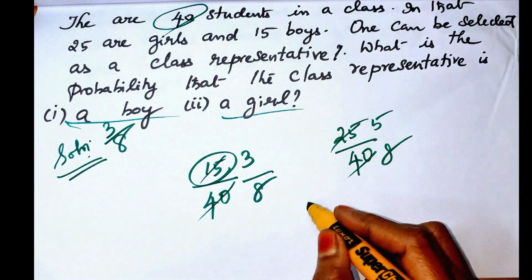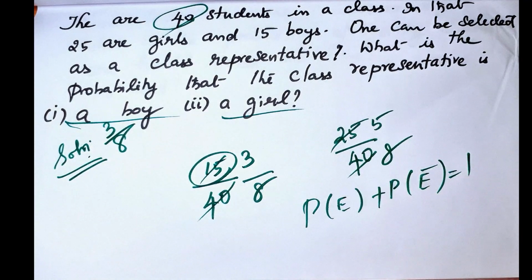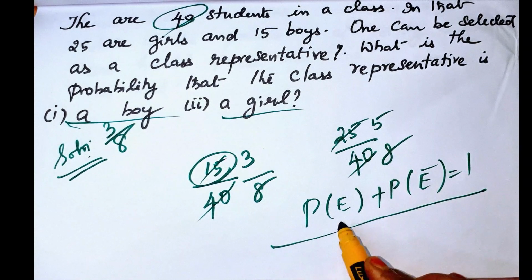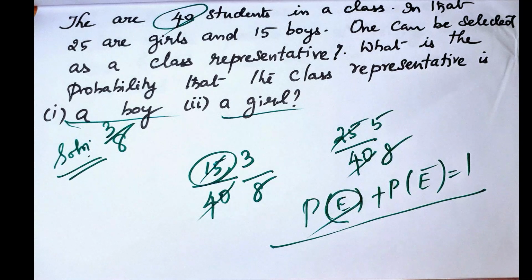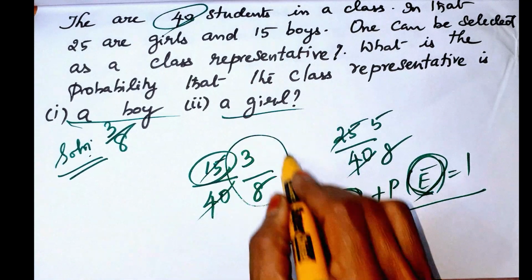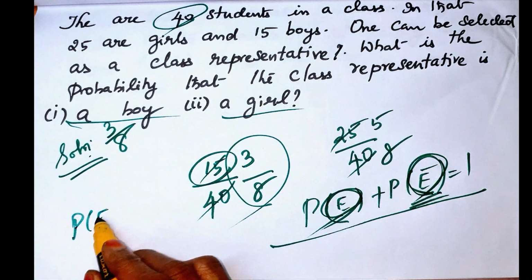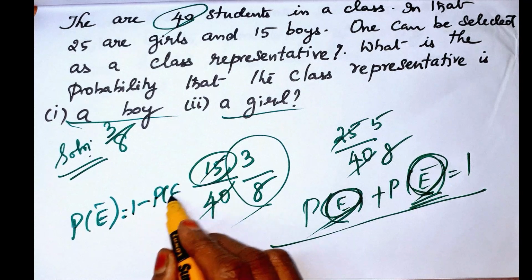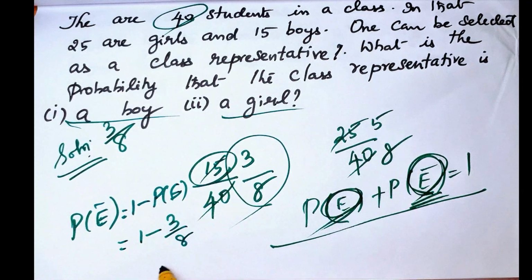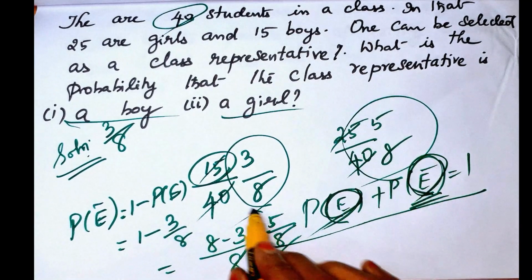This also we can use the same formula, P of E plus P of E bar equal to 1. If one is the complement of the other, we can use this formula. If I take the first one as boy, E as boy means E bar is not a boy. So automatically a girl is a representative. So E is a boy representative event and E bar is the girl representative event. After calculating the probability of a boy as a class representative, we can calculate the second one very easily. So P of E bar is equal to 1 minus P of E, which is 1 minus 3 by 8, which is equal to 8 is the LCM, 8 minus 3, which is 5 by 8. So from this answer we can calculate this value.